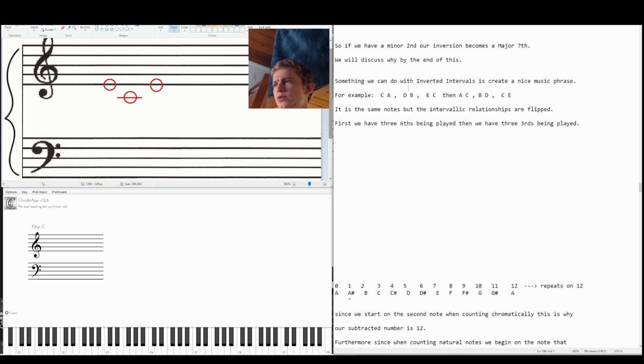Something that we can do with inverted intervals is create a nice musical phrase. So for example, if I go C, A, D, B, and E, C, just like this. And then after that, I follow it by the inverted version of intervals. So as you can see, it goes A, C, B, D, and C, E, just like this.